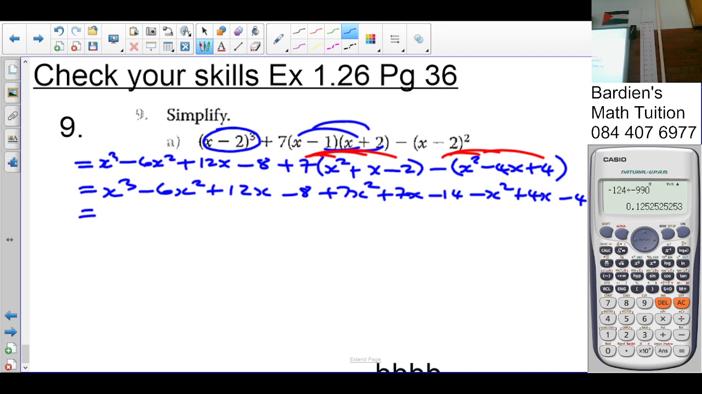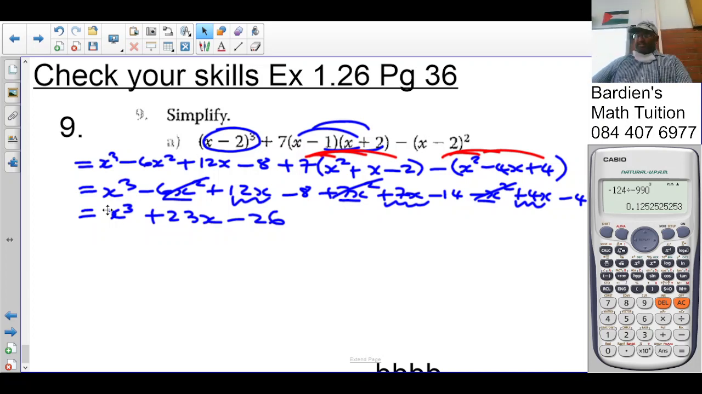Now what do we do now? We add like terms. That is just before the calculator, no? Right. So x cubed is on its own. x squared, x squared, x squared. So negative 6x squared plus 7x squared is positive x squared, minus x squared is gone, not so? 12x plus 7x is 19x, plus 4x will be positive 23x. You all agree with that? Negative 8 minus 14 is negative 22, minus 4 is negative 26. Is that correct? Right. Now I'm feeling better about myself.